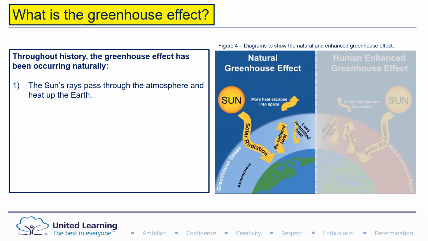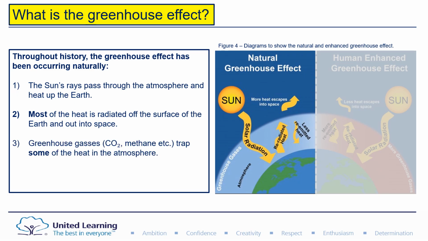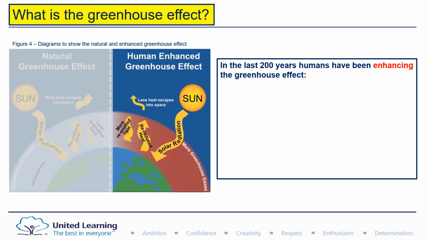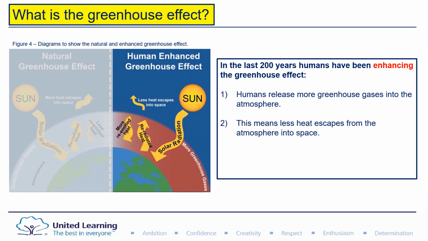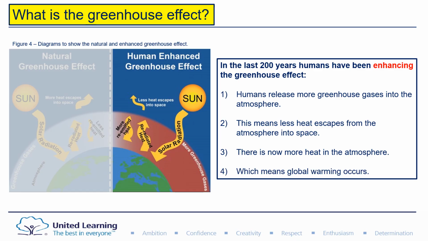I've said this already, but just to remind you, the greenhouse effect is natural. Some rays come through the atmosphere. Most of the heat is radiated off the surface of the Earth and into space. Some greenhouse gases, the naturally occurring ones, trap long-wave solar radiation, makes Earth warm enough. Human enhanced greenhouse effect has occurred over the last 200 years. More greenhouse gases have been released into the atmosphere. This means less long-wave solar radiation escapes because it's trapped. So now there's more heat in the atmosphere, so global warming occurs.